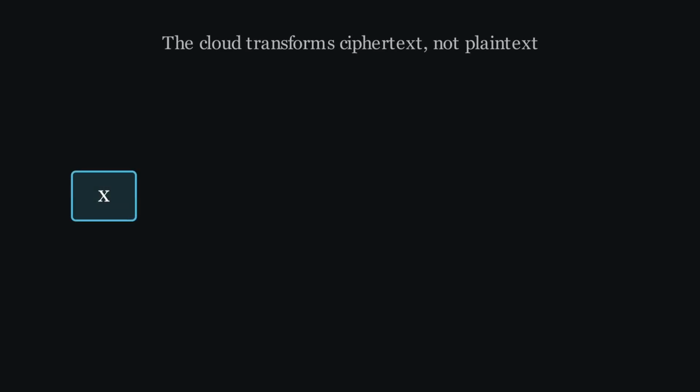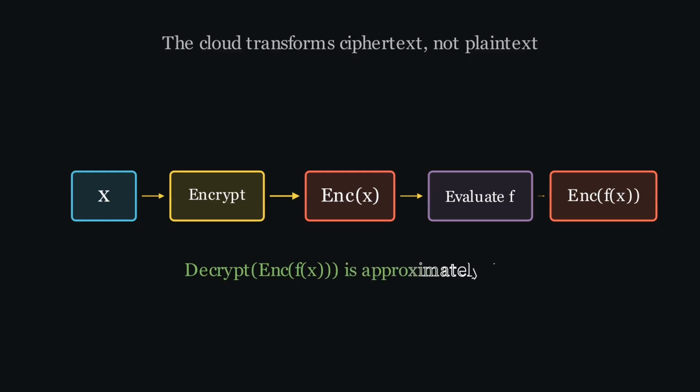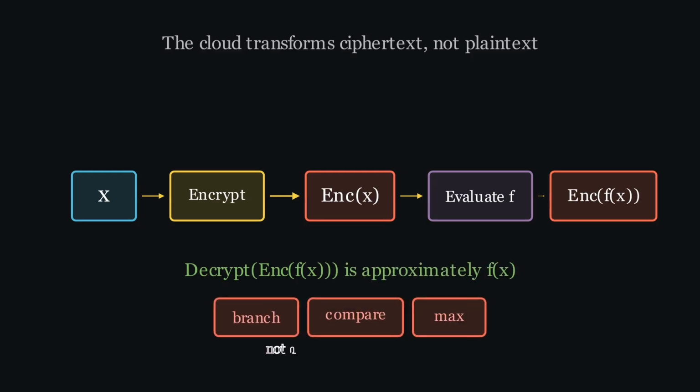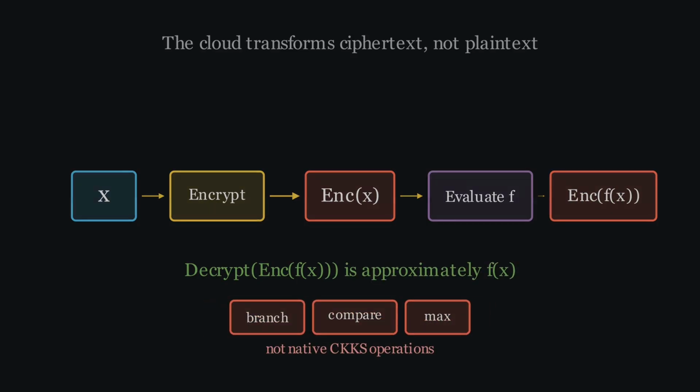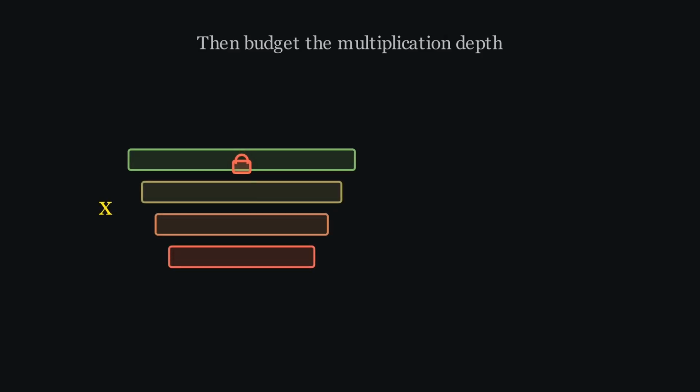The second chapter asks whether encrypted computation produces the correct numerical answer. We first follow x through encryption and evaluation, then compare exact integer schemes with approximate CKKS, and finally expose multiplication depth as a finite circuit resource.